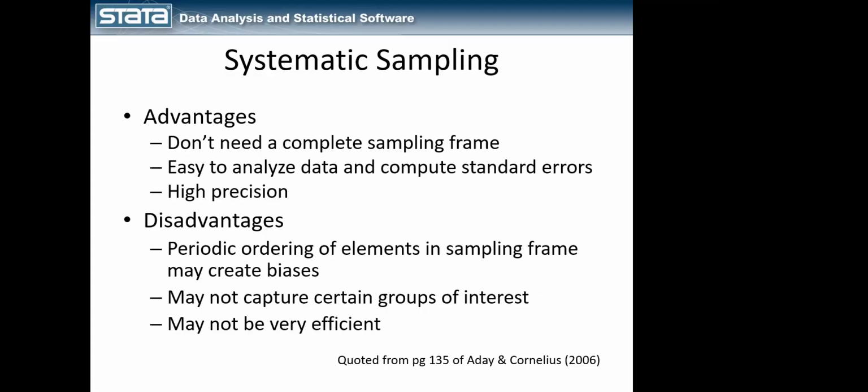It is easy to analyze the data and compute standard errors, especially with modern software, and it generally has fairly high precision. But the disadvantages: there may be some sort of periodic ordering to the elements in the sampling frame that creates biases. A common example is if you wanted to draw a sample of people from a doctor's office, and you sample people on the 5th and the 22nd of every month.